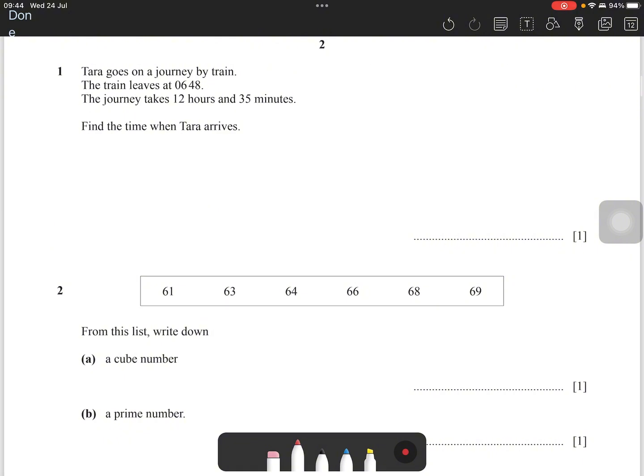Question 1. Tara goes on a journey by train. The train leaves at 6:48 and the journey takes 12 hours and 35 minutes. So we find the time when Tara arrives by adding 6:48 and 12 hours 35 minutes together.